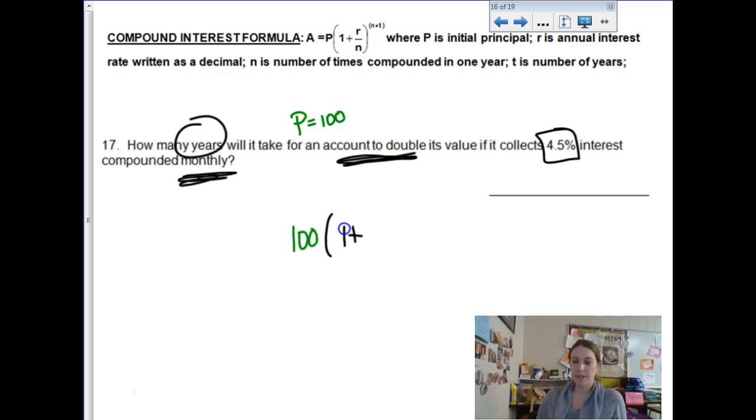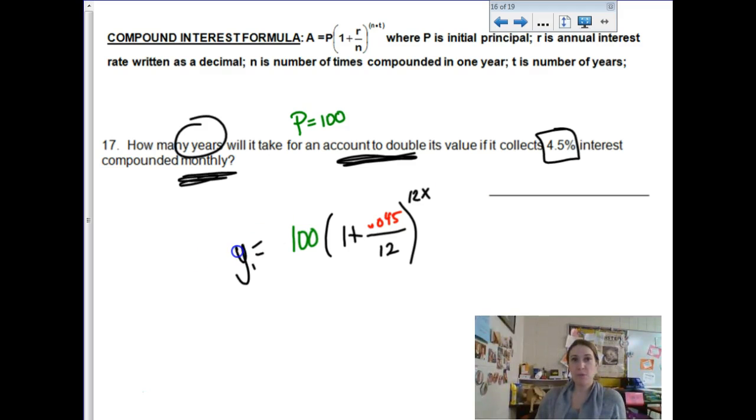And 1 plus my interest rate is, remember, move it 2 spaces or divide by 100, 0.045. Collected monthly, so that's the n is 12 this time. And then up in the exponent, this 12 shows up again, and I don't know the time, so I'm going to leave it as x. And we're actually going to have to use our calculator here, right?